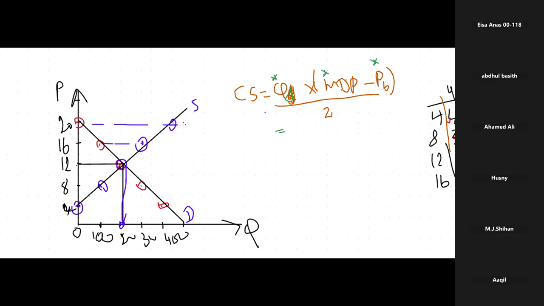Okay, listen. Now always remember, QD means what? Quantity demanded. Now the question is at the market equilibrium. Market equilibrium in the sense what? Price 12, quantity 200.